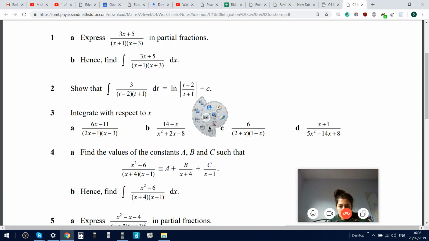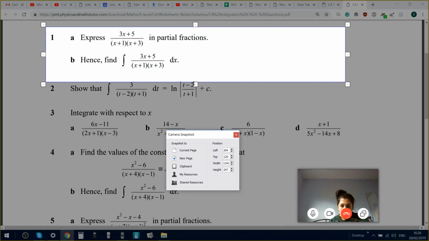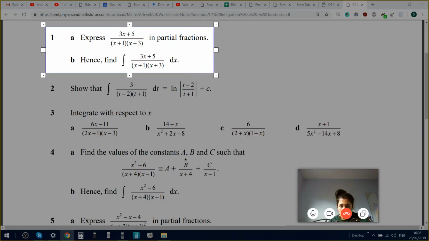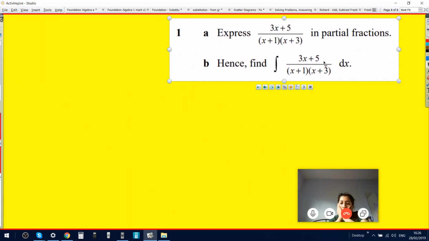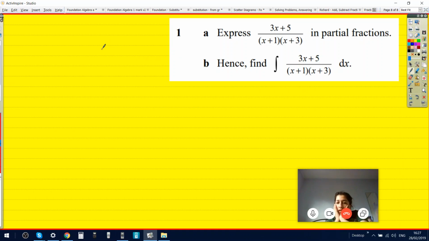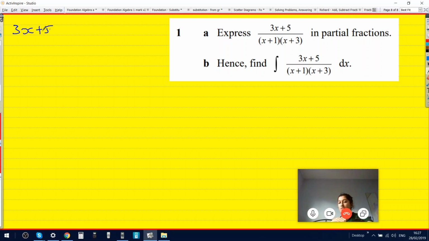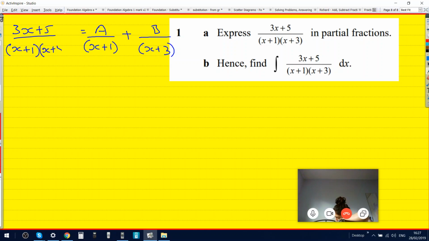How do you do partial fractions? Um, 3x plus 5 equate to a brackets x plus 3 and b brackets x plus 1, and what's in between the two fractions? Plus. Yeah. So then you get 3x plus 5 goes to a(x plus 3) plus b(x plus 1). And then I do the substitution method.